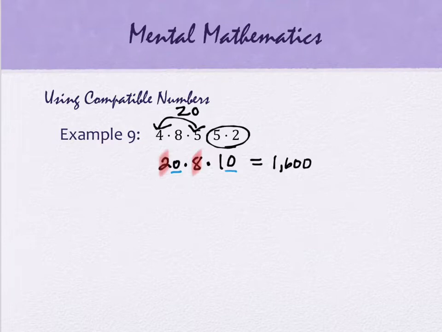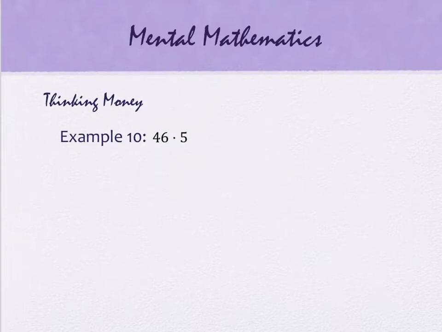Okay? So compatible numbers. The next one's my favorite algorithm for using mental math. So this is called thinking money. Okay, thinking money. And again, it doesn't work for everything because we don't have coins that are worth every value in our number system. We have some that are just really nice, right?